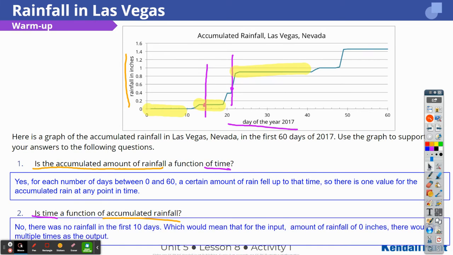So our answer would be no. There is no rainfall for the first 10 days, which would mean the input, or amount of rainfall, of 0 inches would have multiple times as the output, because we would have the first day, the second day, the 9th day, all the way until the 10th day there. And the same thing would happen at about 9/10 of an inch of rain. So it would fail the vertical line test.